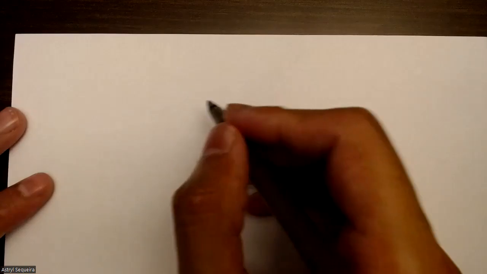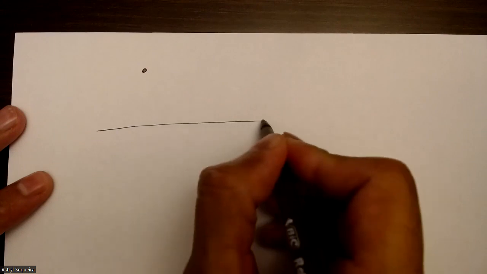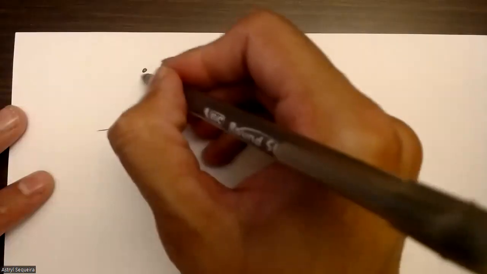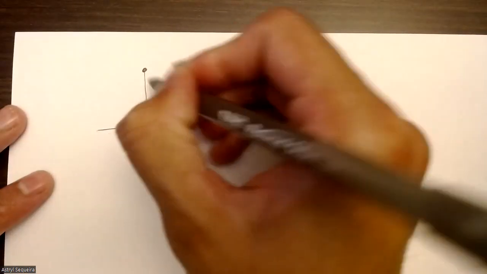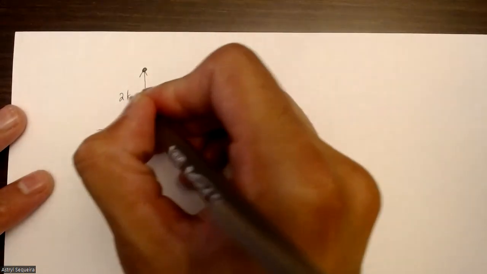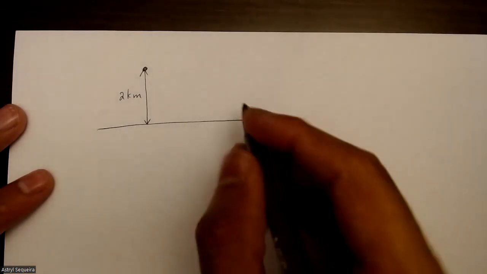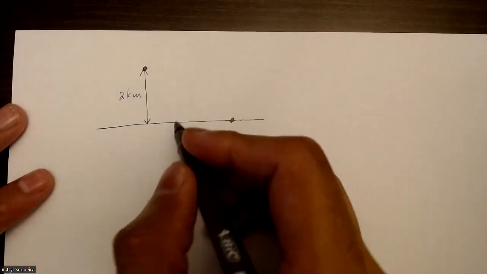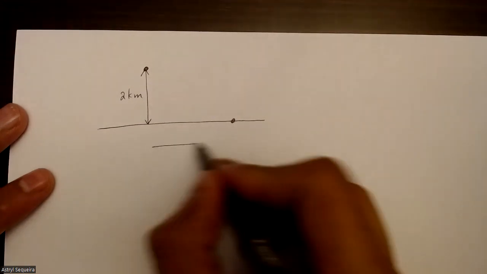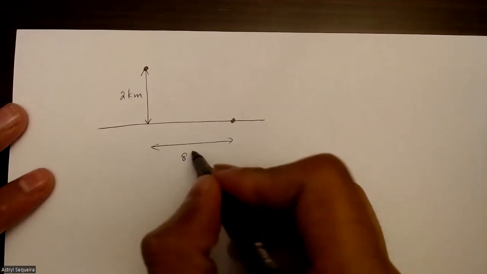All right, so in this problem, we have an athlete that is 2 kilometers offshore. So let's assume that the athlete is right here and then the shore is over here. And this distance is 2 kilometers. And he needs to reach a finish line that's 8 kilometers down the shore over here. So this distance is going to be 8.